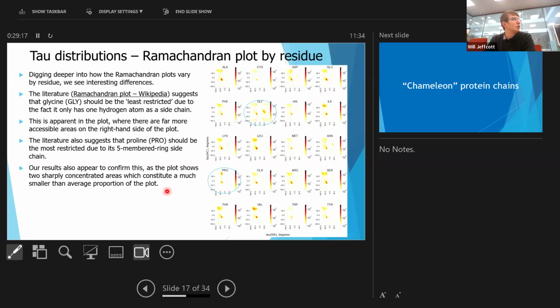It also suggests that proline should be the most restricted due to its five-member ring side chain. We can see that this is the case as well. There are just two very hot peaks, whereas virtually all the other plots have a very hot peak at the bottom, and then in the top left corner a much broader peak. So this is good. Again, it appears to agree with the literature.